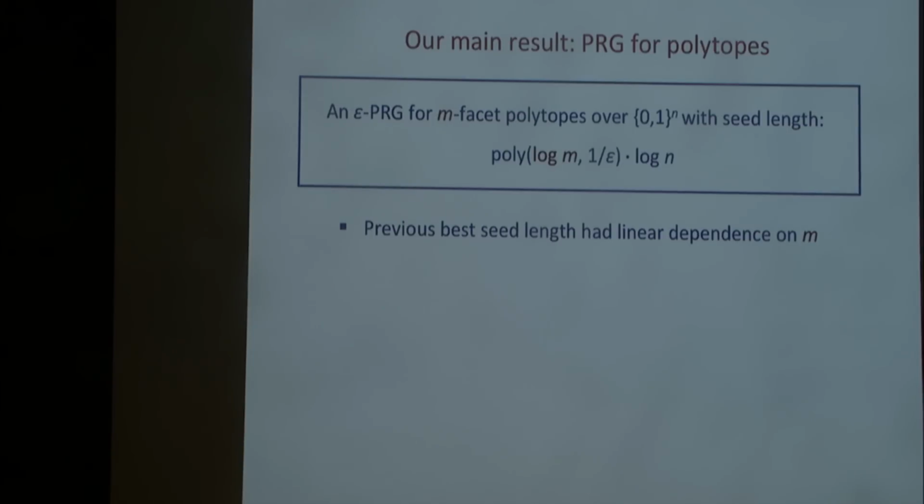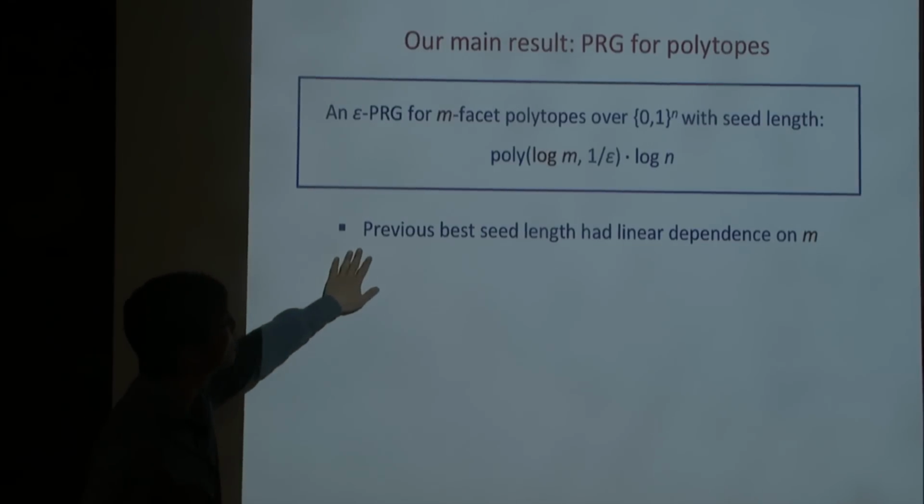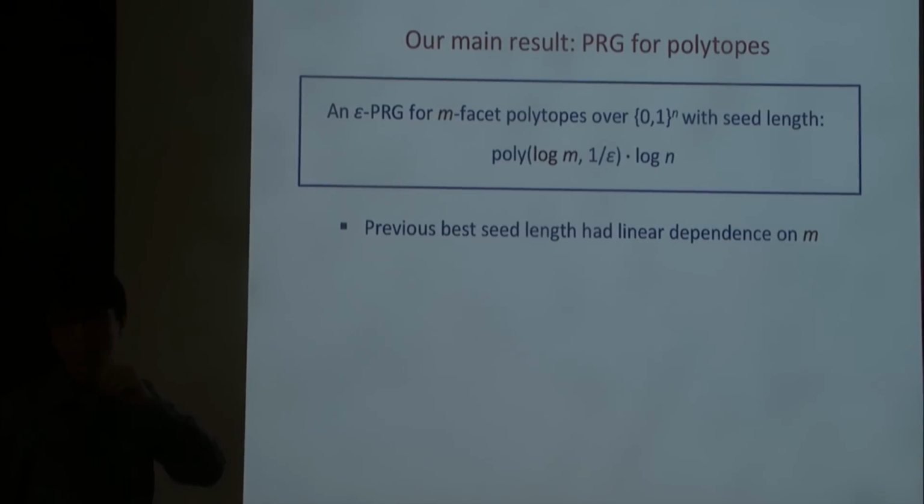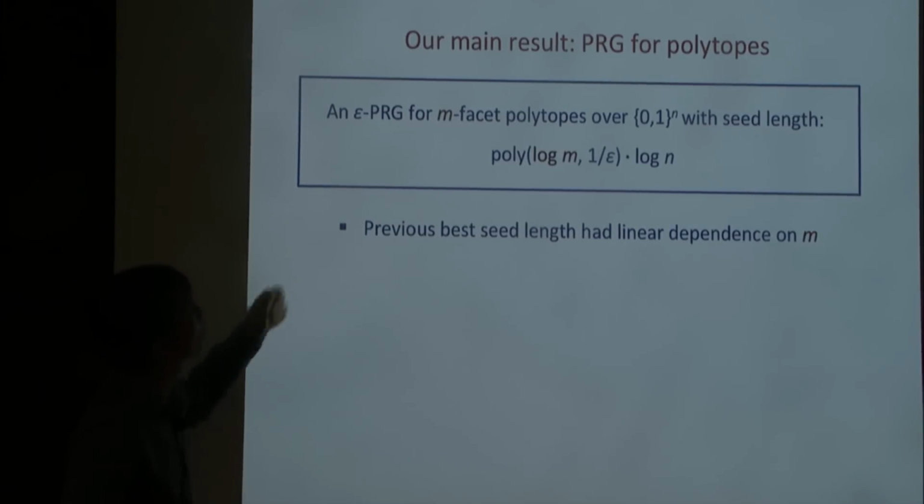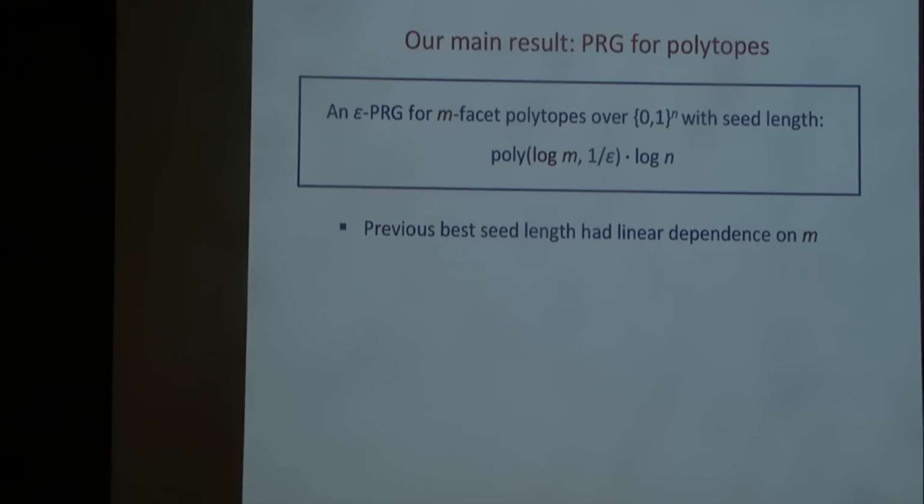So seed length is a number that lives between 0 and n, just like how the size of the discrepancy set is a number between 0 and 2 to the n. So n is trivial here. Since the previous best seed length had linear dependence on m, it couldn't handle polytopes with more than n facets. Once you have an n-facet polytope, your seed length would be trivial, but now we can handle something quite a bit more than n. This is non-trivial even for exponential, 2 to the n to the epsilon, many-faceted polytopes.